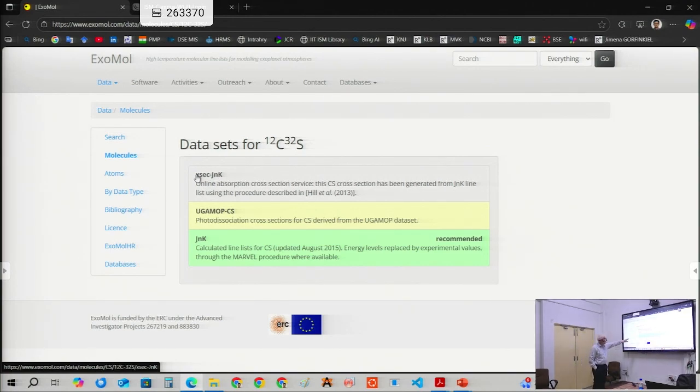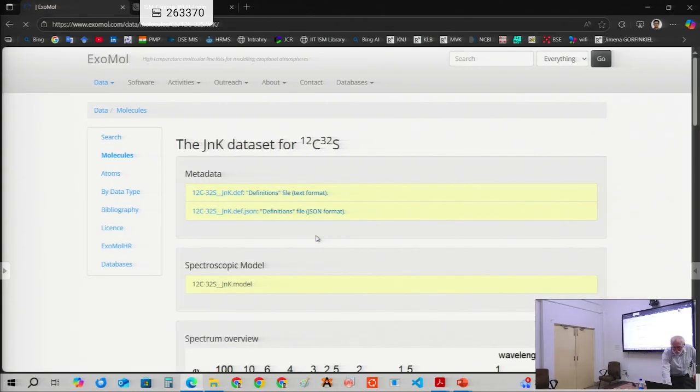And then we have this JNK line list, and I can't remember what it was called, JNK, which is our recommended line list. So you go to the JNK line list, and then we have metadata, and we'll find out.